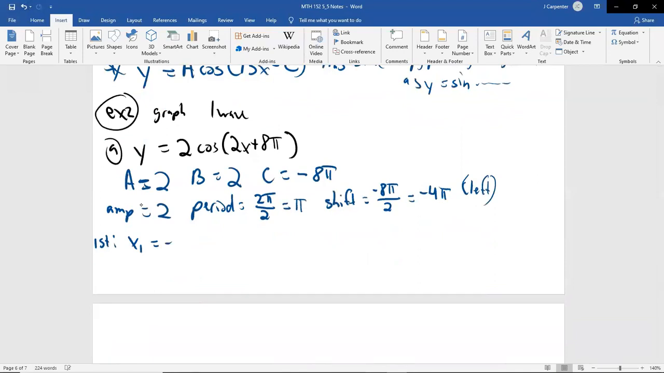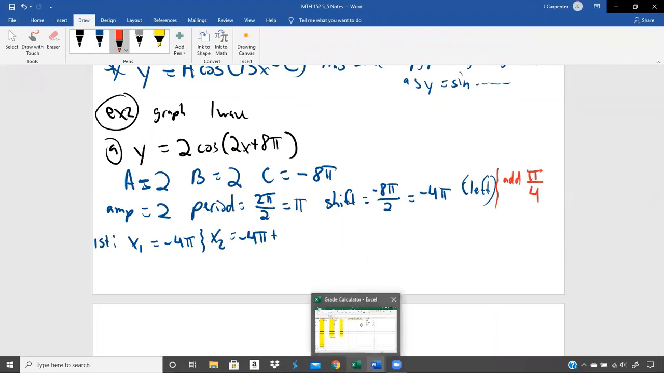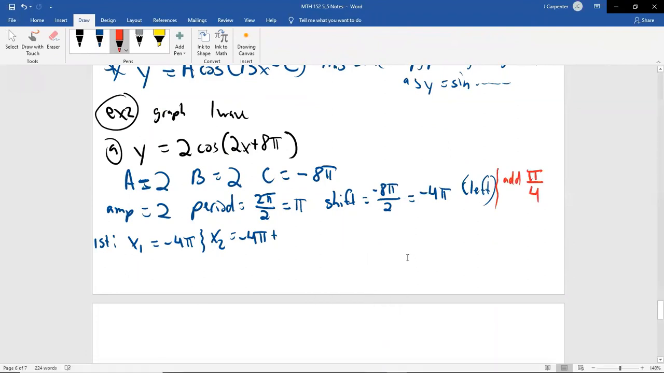X1 equals negative 4 pi. Then for x2, we take that negative 4 pi, and I did this out of order intentionally, and we add something. What do we add? Well, I didn't say what to add. The adding bit: we're supposed to add the period divided by 4. Period is pi, and we divide that by 4. Again, the adding value is the period divided by 4. Go back to your previous notes.